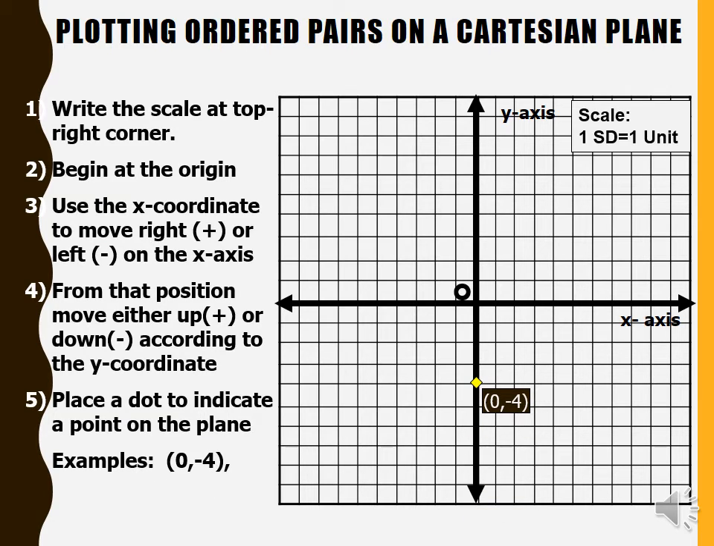So, for example, (0, -4) can be plotted on the y axis in the negative direction. We can also plot (6, 0) on the x axis in the positive direction, and also (-3, -6) can be plotted on the graph paper in the third quadrant, like this. Remember to highlight the point which you are plotting.